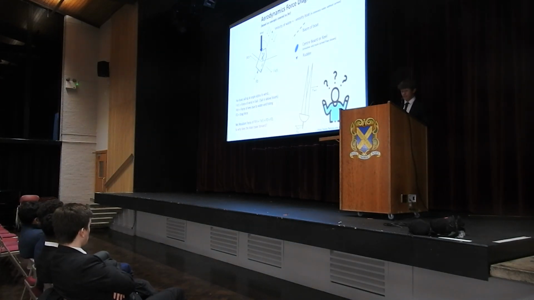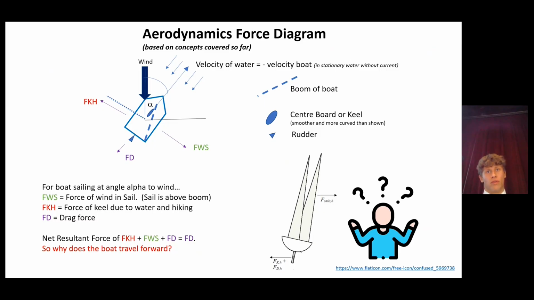So aerodynamics, which is the forces involved above the water, so involving the air. You can see that there's a force of the wind in the sail, which is acting in this direction in the green. The red force is the force of the keel due to the water and hiking. And of course, there is going to be a drag force, which is in the same direction as the wind because it's blowing you backwards. So if you add up these forces, you get the FKH and the FWS. They all balance, they cancel each other out. So then you get the force of a drag as a resultant. This is taking you in the opposite direction to where you want to be going.